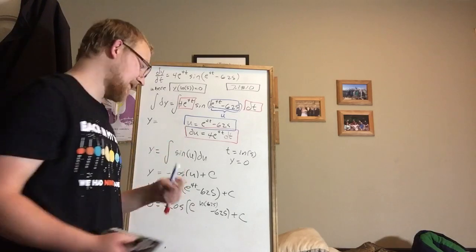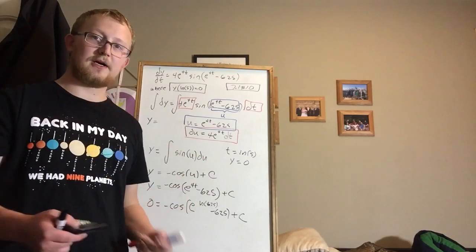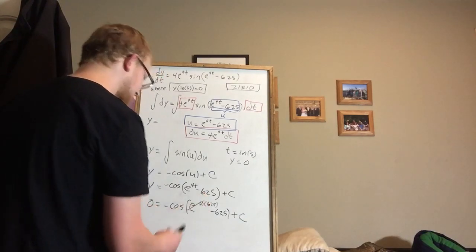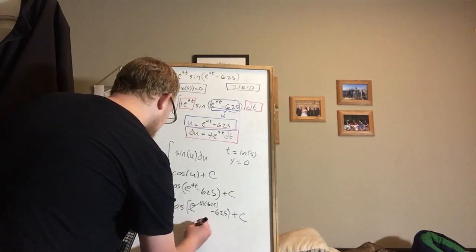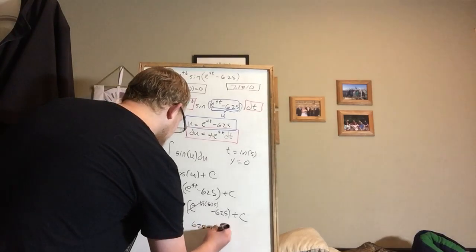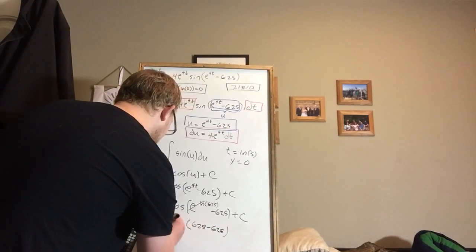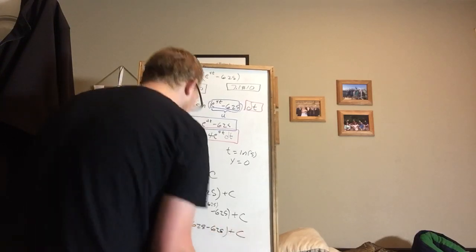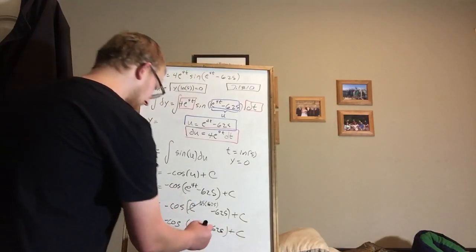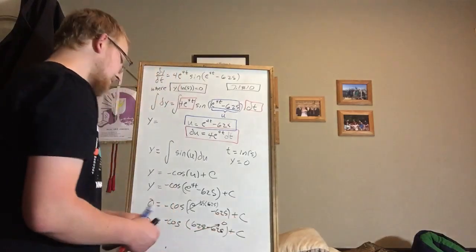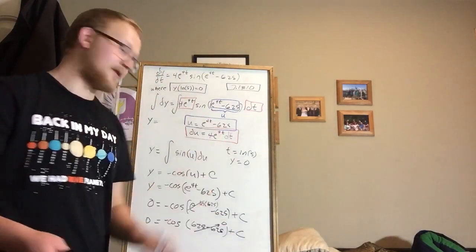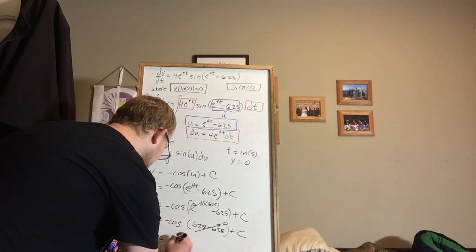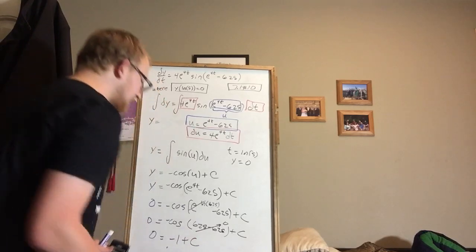Well, exponentials and natural logarithms are inverses of each other. They're inverse functions, and so they'll cancel out. And what you're left with here is 625 minus 625, all inside this negative cosine, plus some c is equal to 0. Well, 625 minus 625 is 0. Cosine of 0 is 1, but this is negative cosine. So negative cosine of 0 equals negative 1, plus c equals 0.